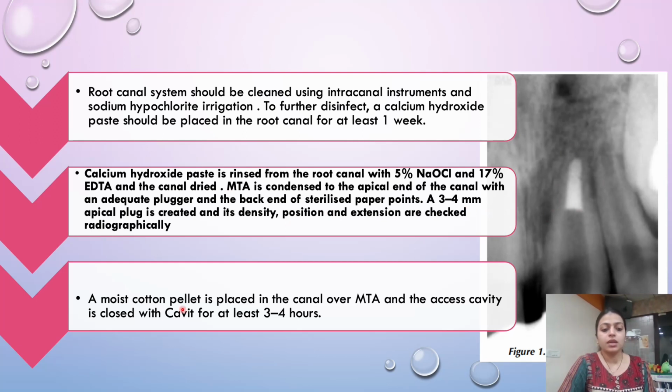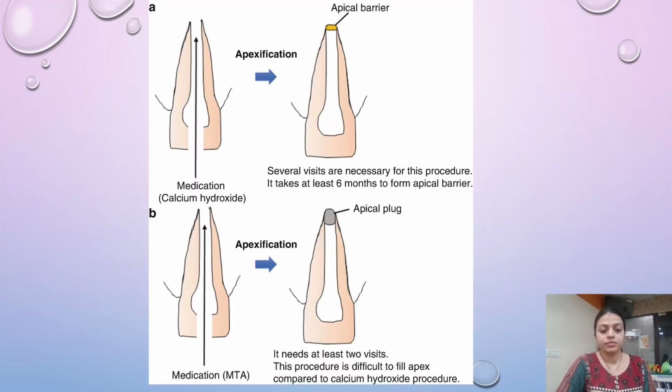Okay, and a moist cotton pellet is placed in the canal over the MTA, and then the excess cavity is closed, okay, using an interim restorative material for at least 3 to 4 hours. Okay, so in the apexification procedure here, irrespective of the material whatever we are using, there is usually formation of an apical barrier or an apical plug.